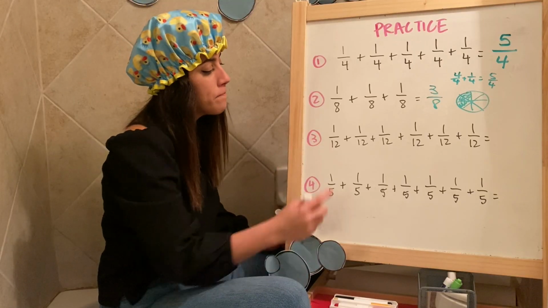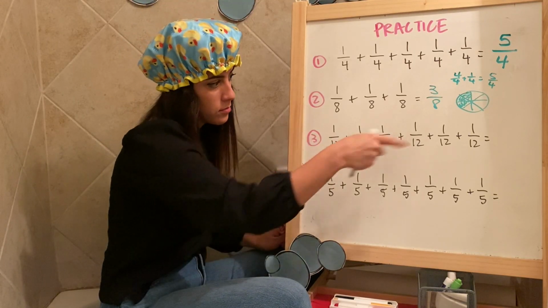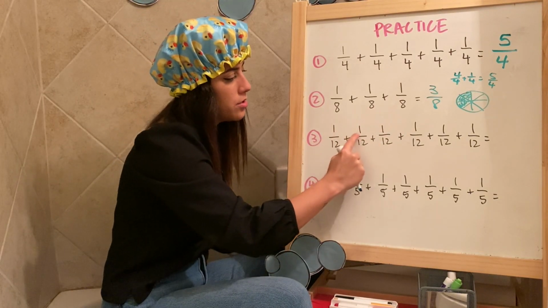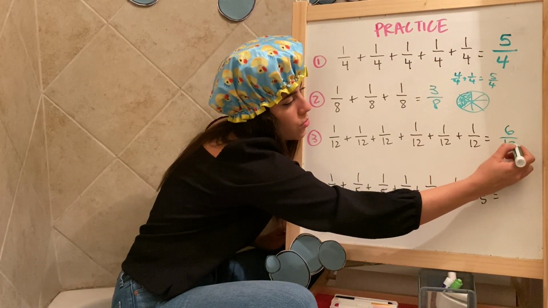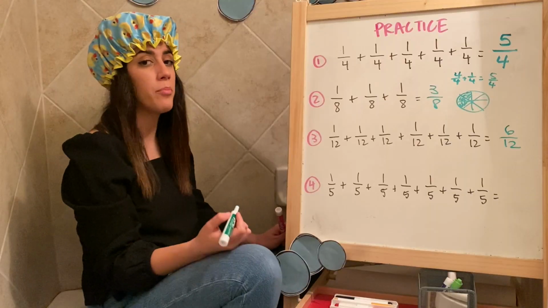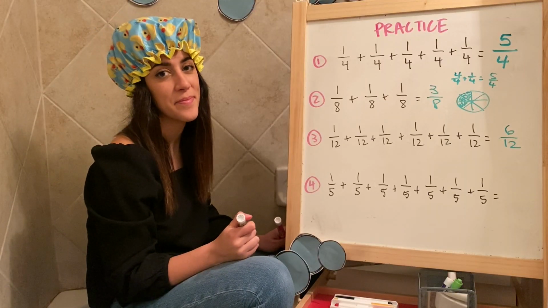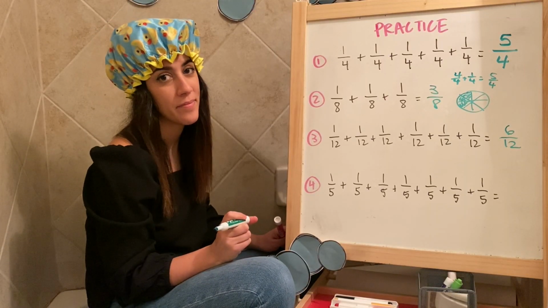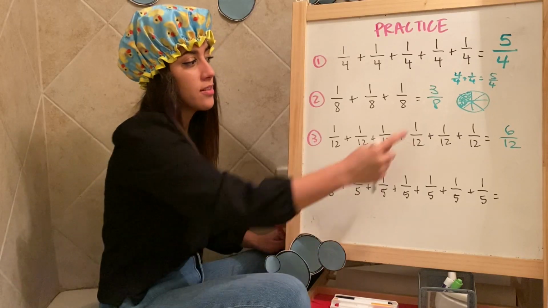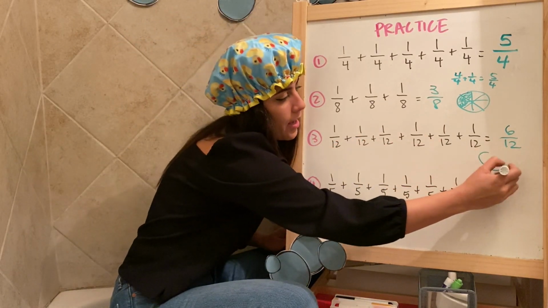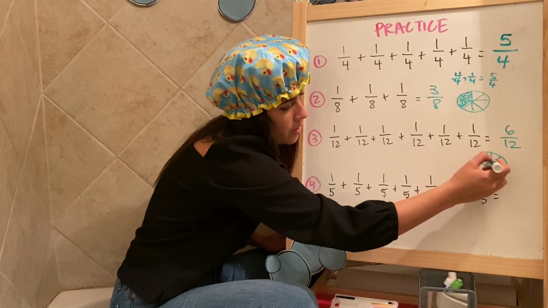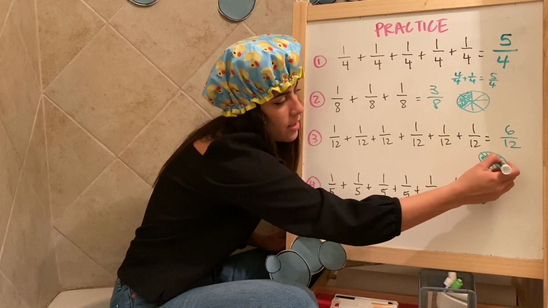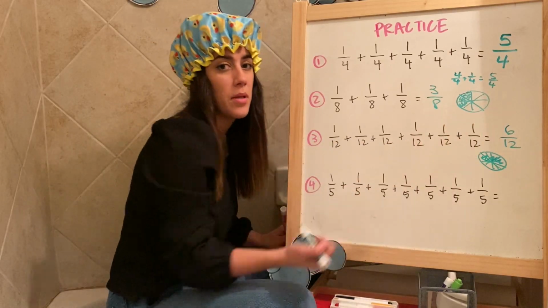Let's do the next one. 1/12, added several times. Let's see how many. 1, 2, 3, 4, 5, 6. This would give me 6/12. Proper or improper fraction? This is also a proper fraction, similar to this one. If I had a pie with 12 pieces, I don't know how to draw that right now. I would have to keep going. You would only shade in, let's say, 6 of them, right? Because that's how many it tells you to.